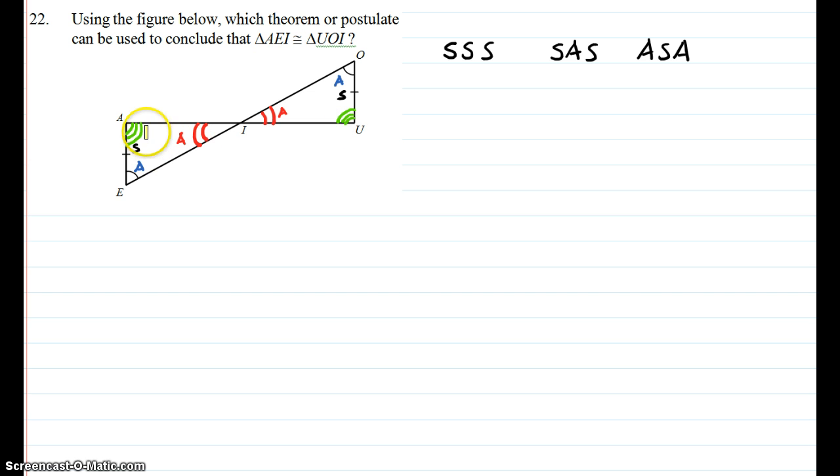And now that's going to let me say angle, side, angle. Angle, side, angle. So this is what we're going to use. Angle, side, angle.